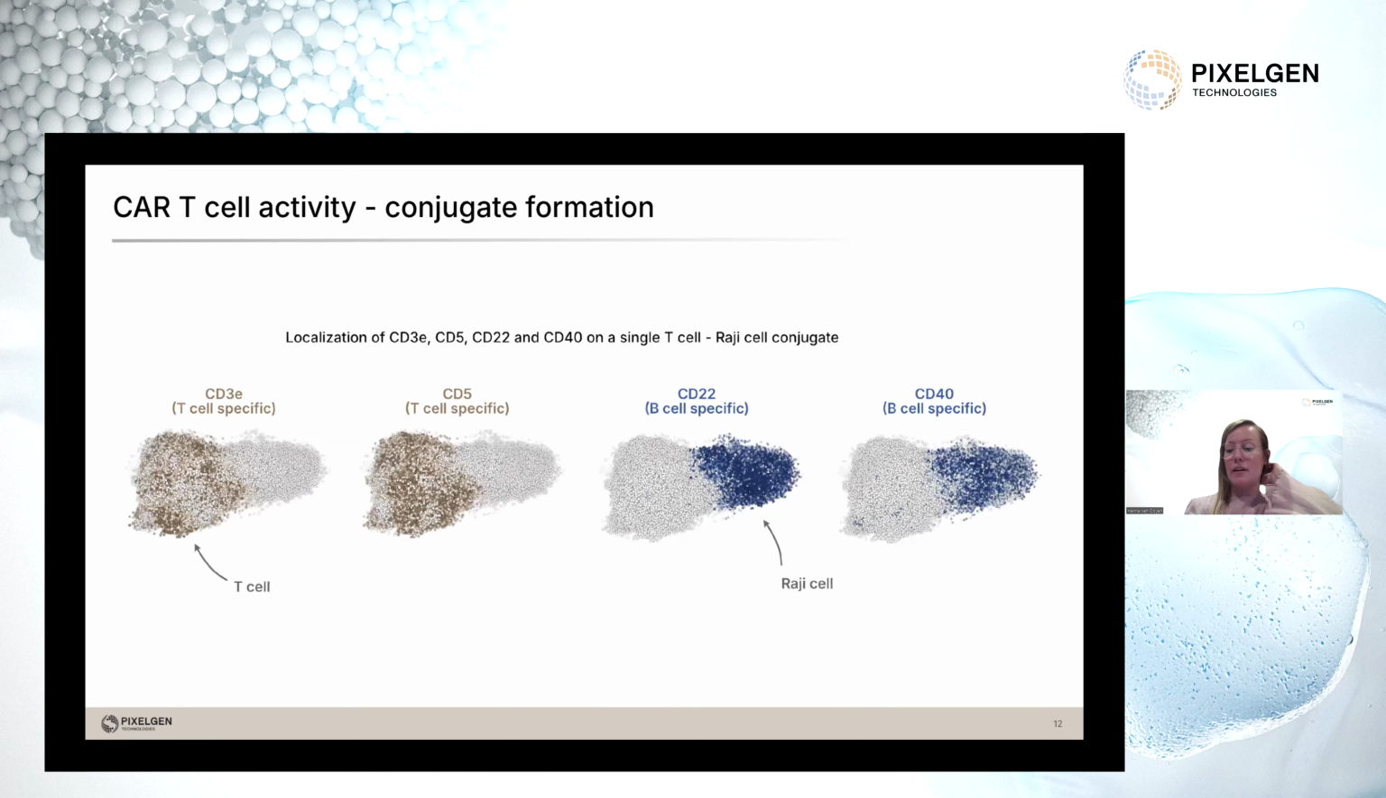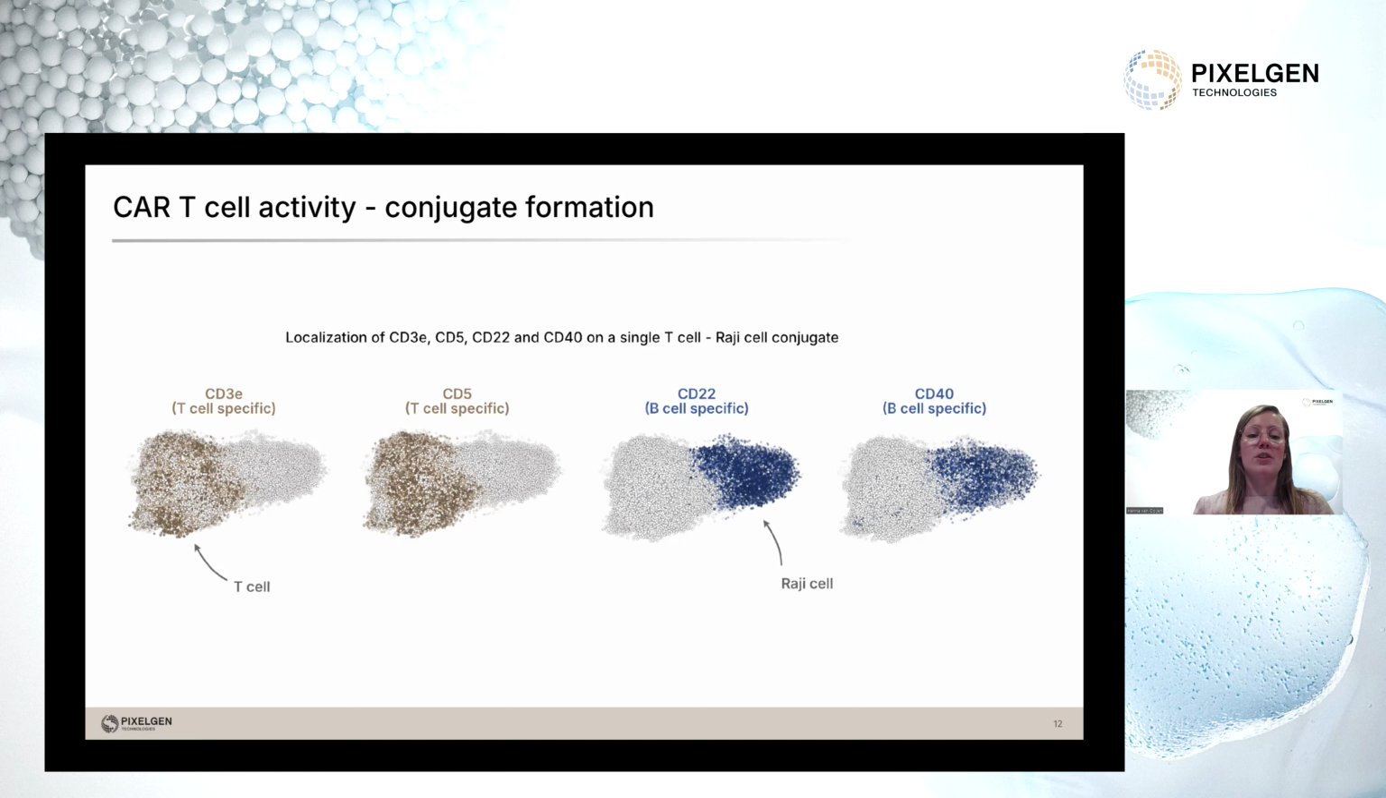Another thing that you can get information about in this assay is conjugate formation. So here's an example of a tumor CAR T cell conjugate, where you can see part of this conjugate expressing T cell markers, for example CD3 and CD5, and the other part expressing B cell markers like CD22 and CD40.